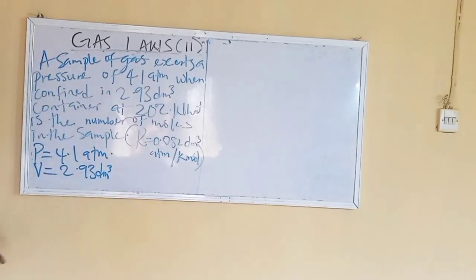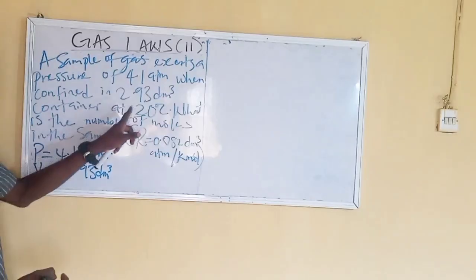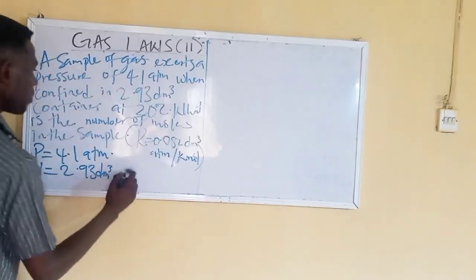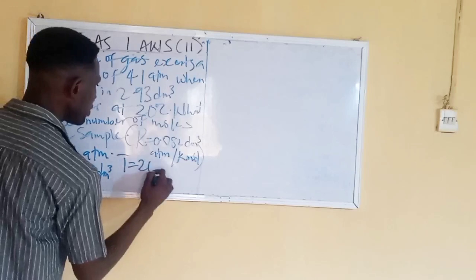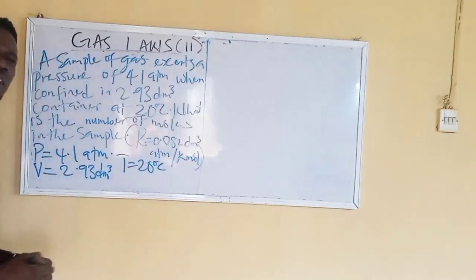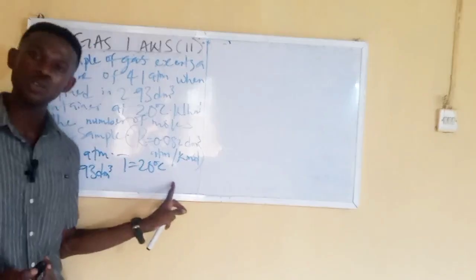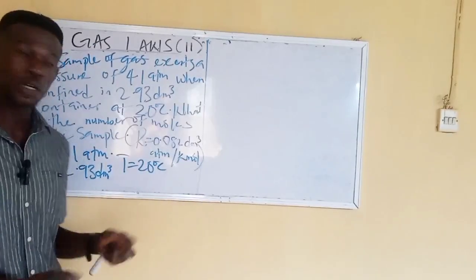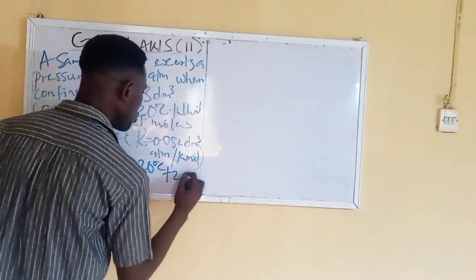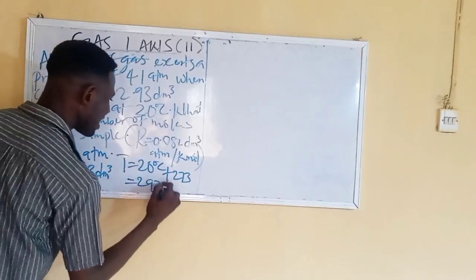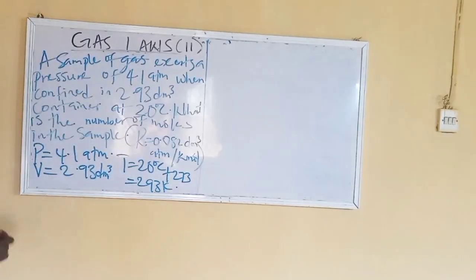What else are we looking for? The next parameter given here was 20 degrees Celsius. So that means our T is 20 degrees Celsius. But as far as gas laws are concerned, you cannot carry out calculations with degrees Celsius. It has to be converted to Kelvin, so you have to add 273. So 20 plus 273 gives you 293 Kelvin. That means our temperature is 293 Kelvin.